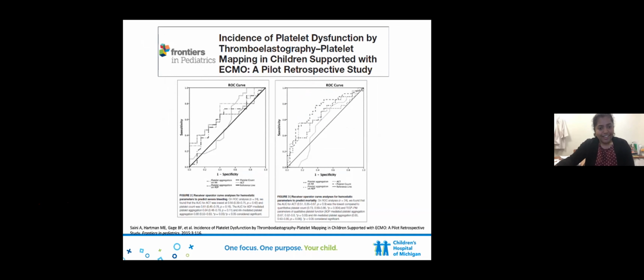So utility of these tests, I'm just going to go through some slides really quickly for this, okay? I'd like to start with some scenarios here, and the first one I'm going to talk about is actually something that came out of WashU. So they looked at essentially the incidence of platelet dysfunction in patients who were on ECMO, and it was a retrospective study.